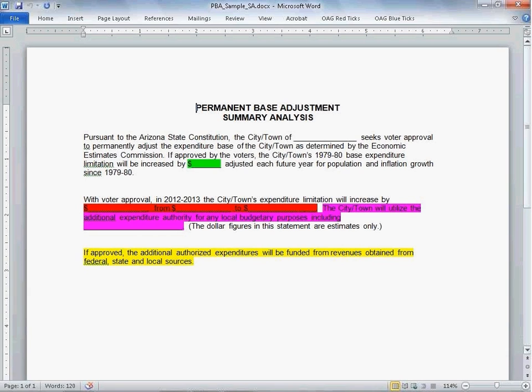Lastly, we look for the statement detailing the sources of estimated revenues to be used for financing the adjustment to the expenditure limitation to agree to the detailed analysis. This statement is highlighted in yellow in our example. After our review is completed, the packet will be returned to the entity and no revisions may be made after our office's review.